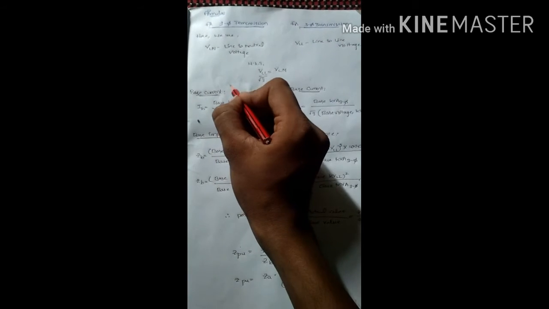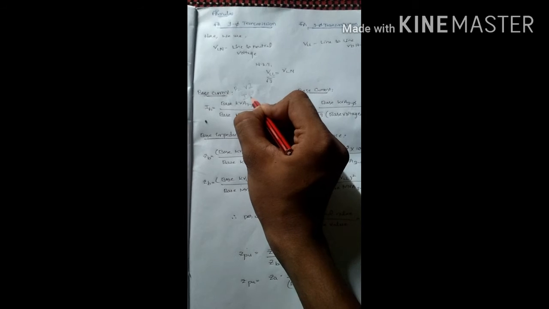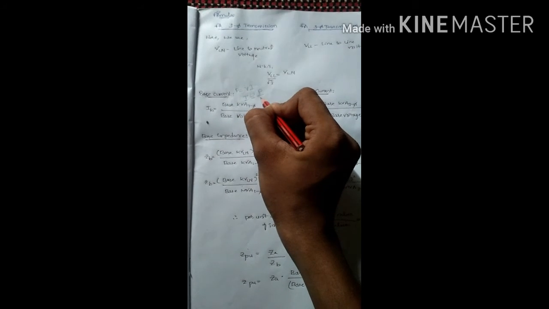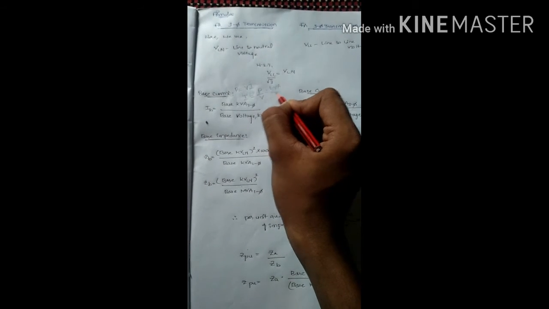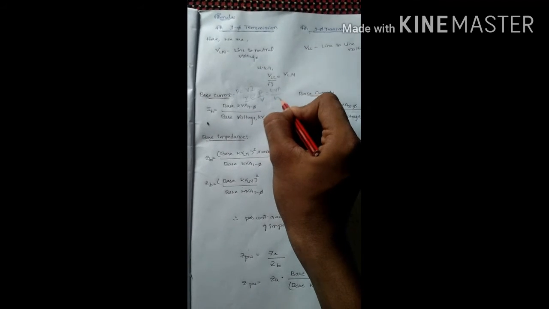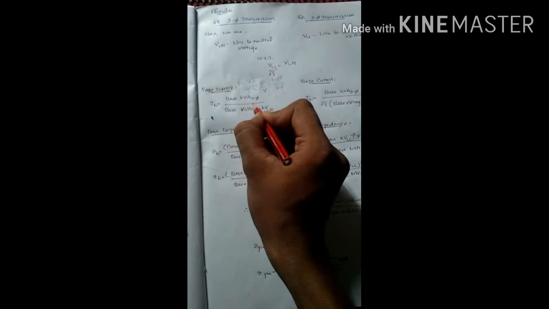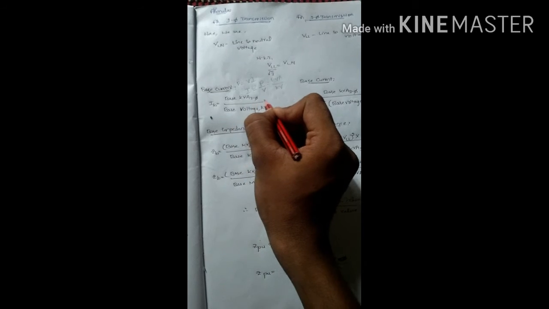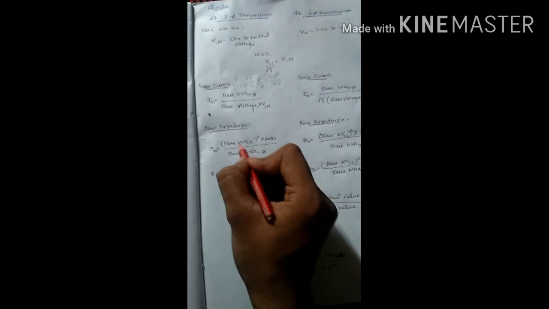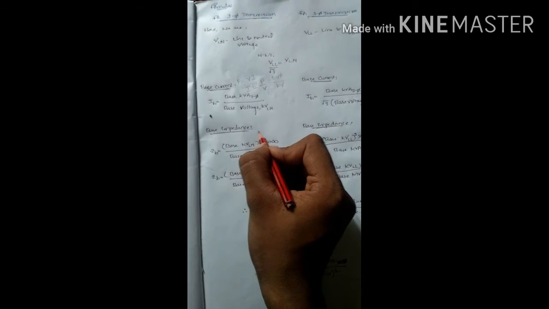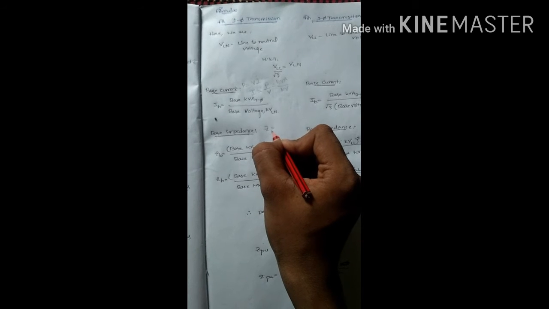For base current, we know that power is equal to VI. We need I, so I is equal to P by V. Here P is kVA and V is kV. So from this calculation we determine the expression: IB is equal to base kVA for single phase by base voltage kilovolt line to neutral.